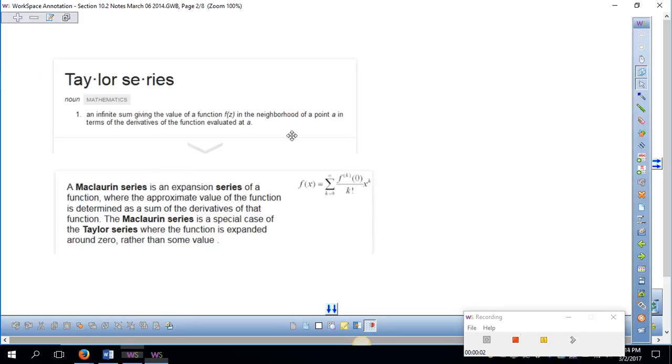Here we just have the definitions of a Taylor series versus a Maclaurin series. A Taylor series is the general term, and it's an infinite sum giving the value of the function f of x in the neighborhood of a point A in terms of the derivatives of the function evaluated at A. So this is at any value A. And to be more specific, a Maclaurin series is a Taylor series that is centered at x equals 0.